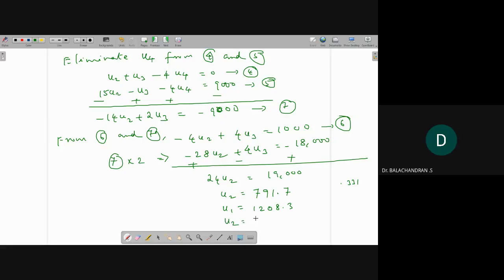U3 is 1041. Sir, please check it once again. U3, 1041 or 1341? 1041.7. This is the book answer. Okay. I think we got u2, u1, u3, and the only thing left is u4. 458.4. Yes, correct.